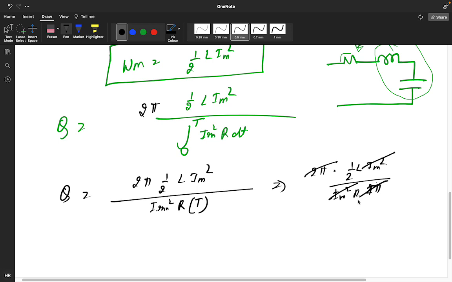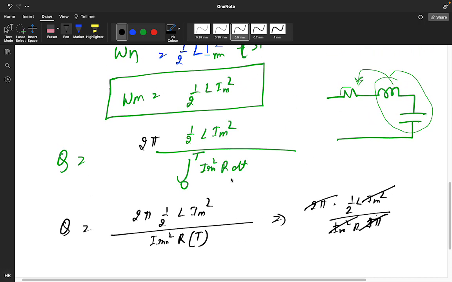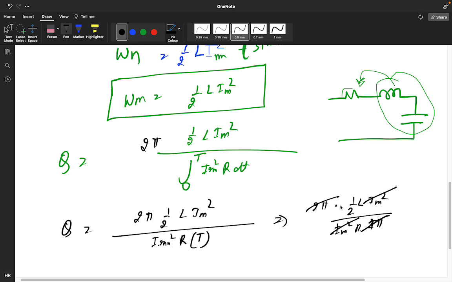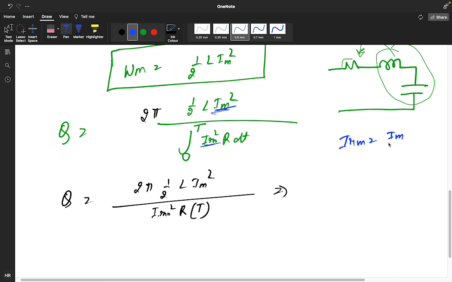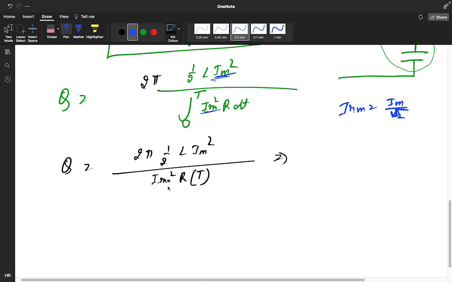I think I am missing something. Let me check. Yeah, this is I RMS, and this is Im. This particular is your maximum current, and this is your I RMS. So you know the relation between maximum current and RMS: I RMS is Im by root 2.